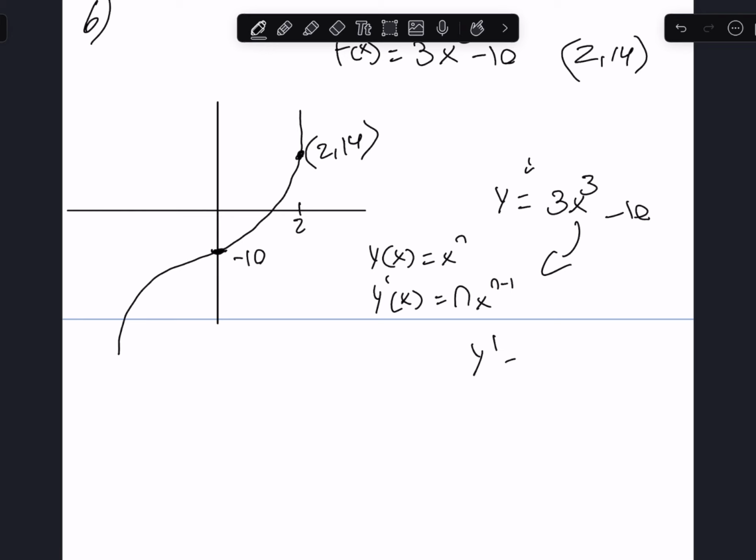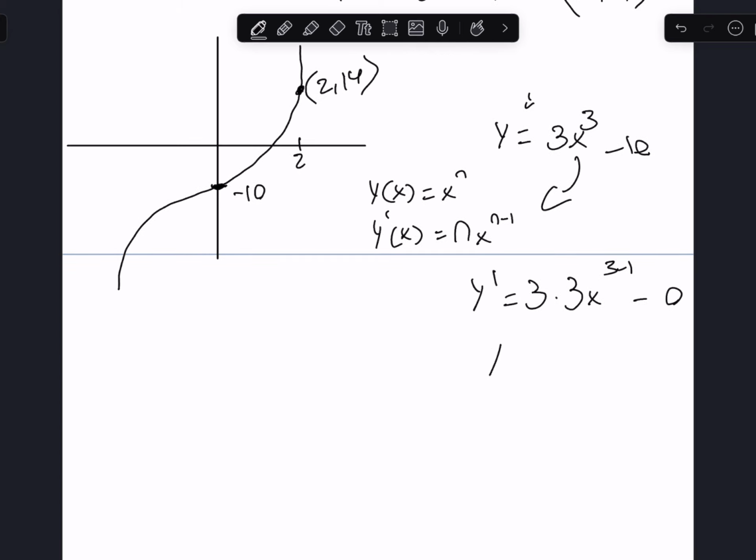So we simply put these variables into our equation, and we get y prime equals 3 times 3. We move our exponent to the front, times the original number that was at the front, x to the 3 minus 1, minus 0, because the derivative of a whole number is going to be 0. So y prime equals 9x squared.